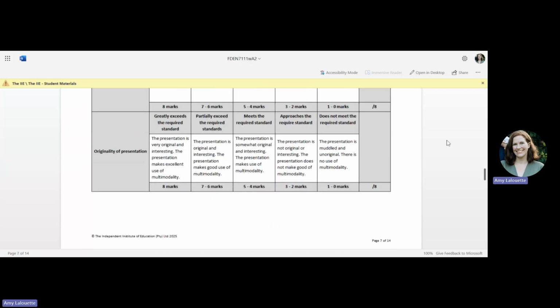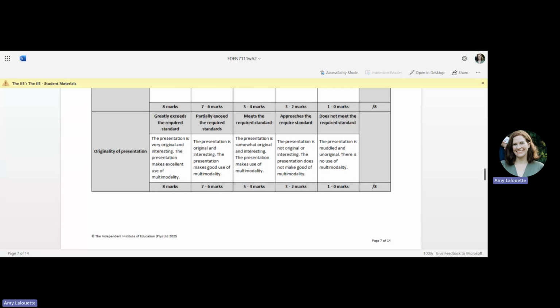Okay, then the presentation is very original and interesting. The presentation makes excellent use of multimodality. So it has to be attractive. It has to be interesting. Yes, you can use templates, no problem, but add something to them, change them up a bit so it is original, so that I'm not looking at 50 of the same slideshow. But don't go too original that it actually doesn't make sense. So it's just a case of personalizing it.